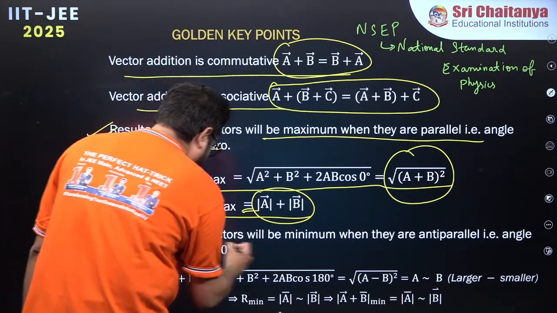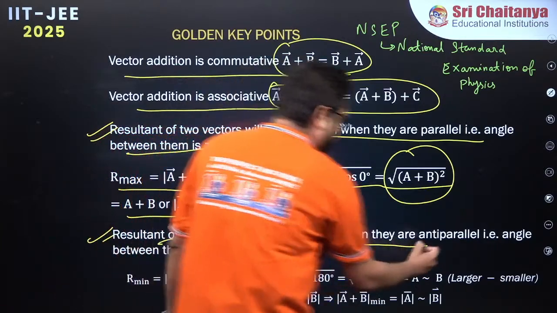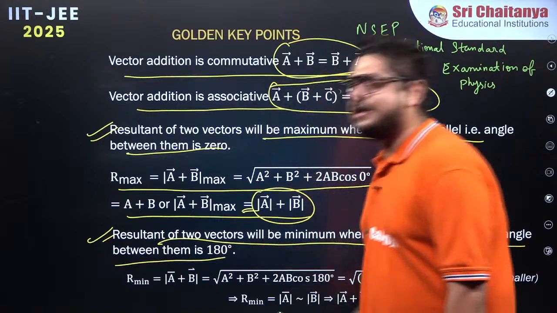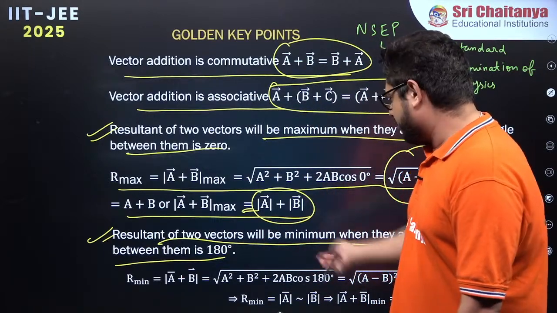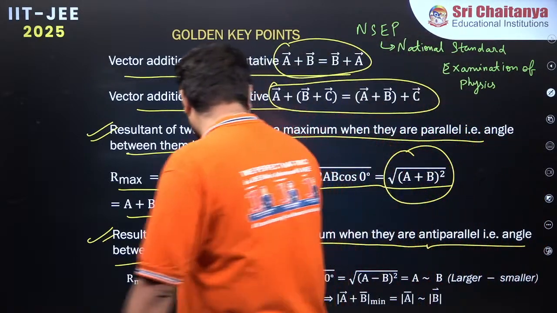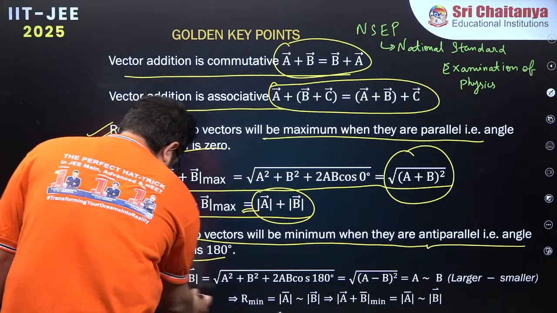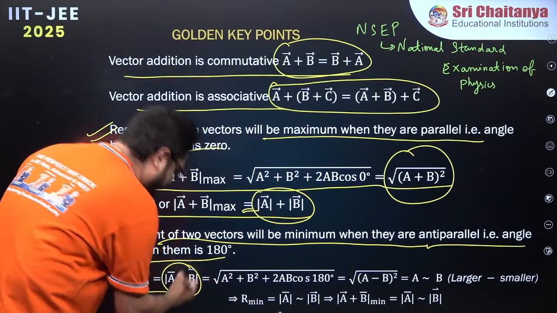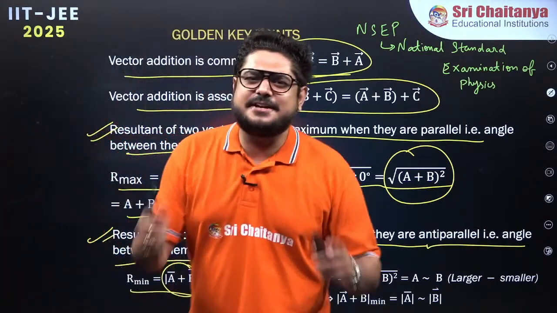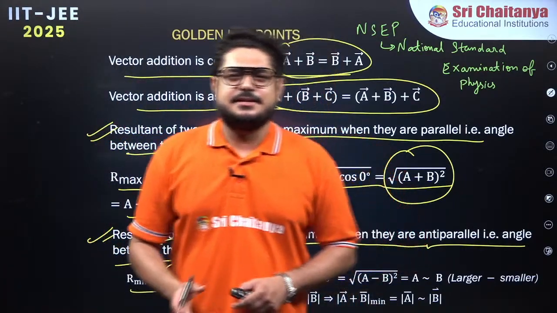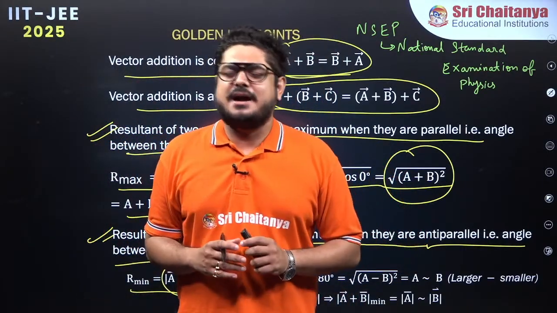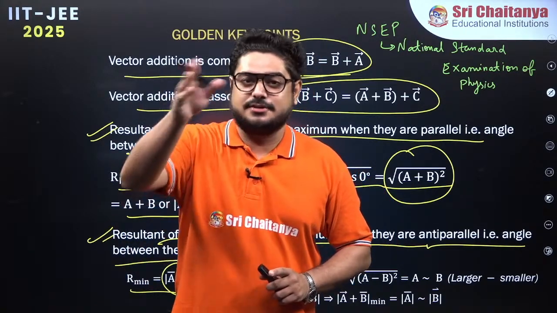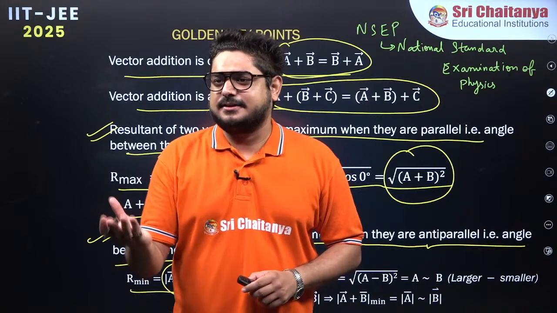Now you can write down the next thing: the resultant of two vectors will be minimum when they are anti-parallel, meaning the angle between them is 180 degrees. You can see R minimum is going to be equivalent to mod of A plus B itself, as they have given. I already said why they are using this A plus B. A few minutes back we discussed that there is nothing known as subtraction of vectors; it's nothing but addition of one vector with the anti-parallel, meaning the negative vector, of the other one, isn't it?